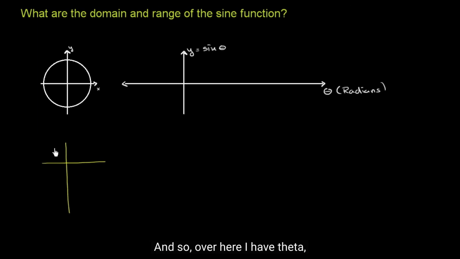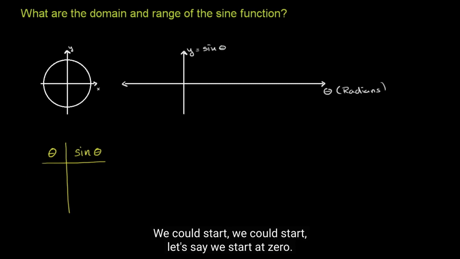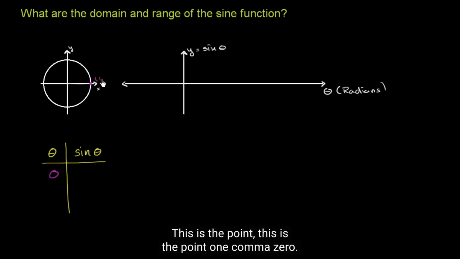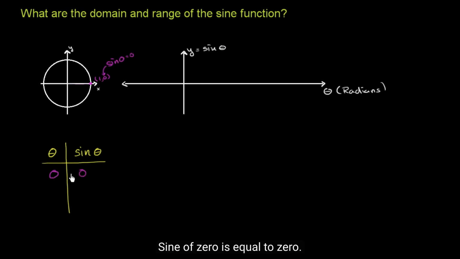And so over here I have theta. And over here, we're going to figure out what sine of theta is. And we could do a bunch of theta values. Let's say we start at theta is equal to 0. What is sine of theta going to be? Well, when the angle is 0, we intersect the unit circle right over there. The y coordinate of this is still 0. This is the point 1, 0. The y coordinate is 0, so sine of theta is 0. Or we could say sine of 0 is equal to 0.